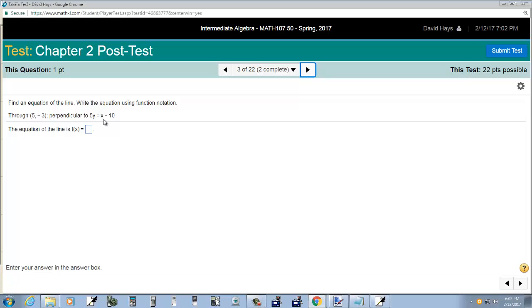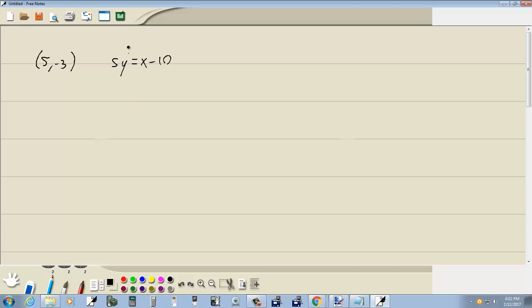And it's perpendicular to this. Okay, so perpendicular to this. So let's find the step 1, find the slope. Our first substep within that is to write the given line in slope-intercept form. So we're going to divide everything by 5. So we've got y, remember there's an invisible 1 here. So we've got y is equal to 1/5 x minus 10/5. Or y is equal to 1/5 x minus 2.